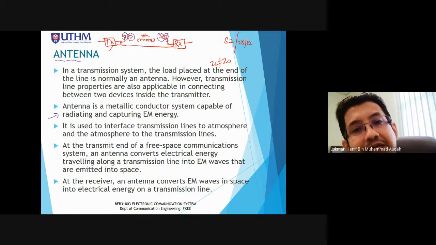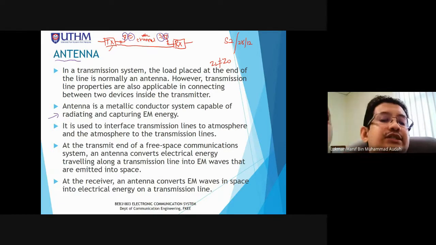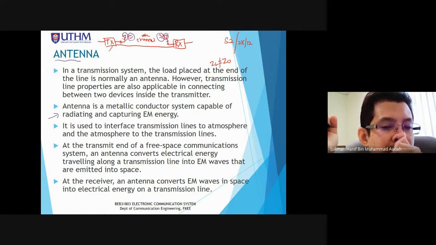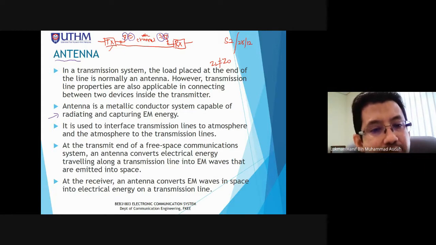Dan pada receiving antenna dia mestilah berkeupayaan untuk absorb all the electromagnetic waves transmitted from the transmitter. Nah, itu dia punya tugas. So it is used to interface transmission line to atmosphere and the atmosphere to the transmission line. At the transmit end of the free space communication system, antenna converts electrical energy travelling along the transmission line into electromagnetic waves. So ni kita akan lihatlah.